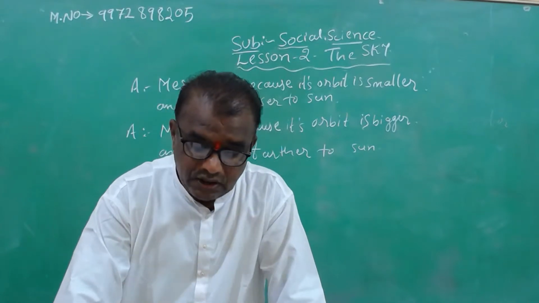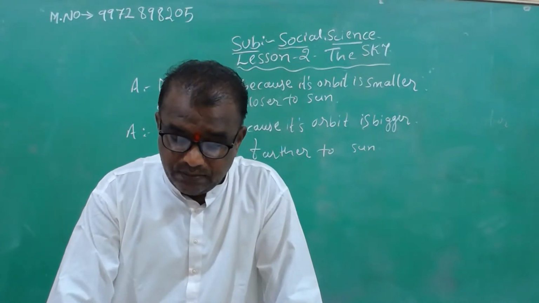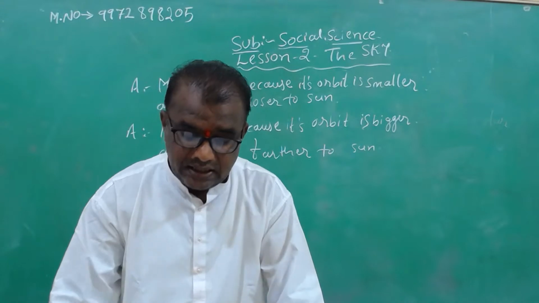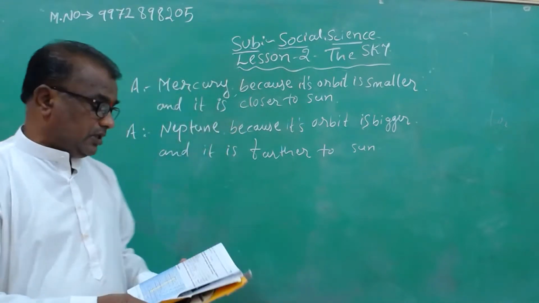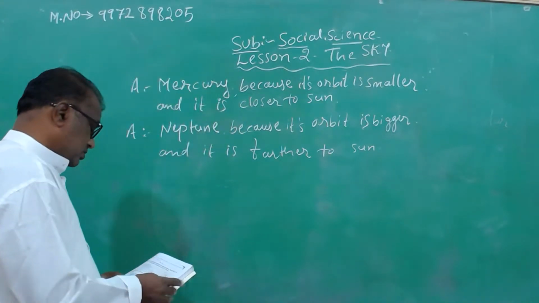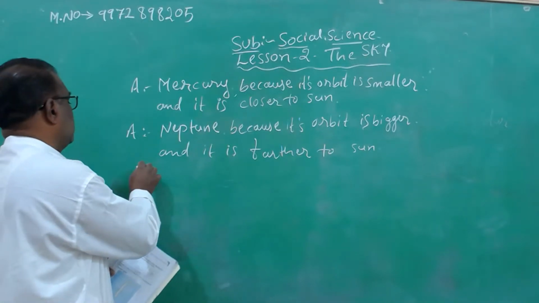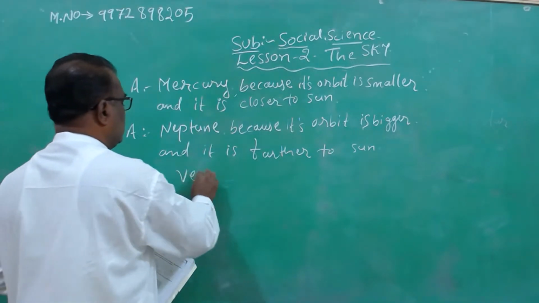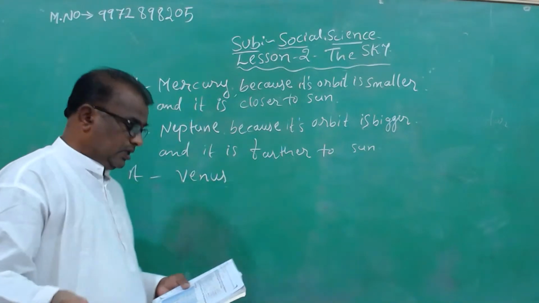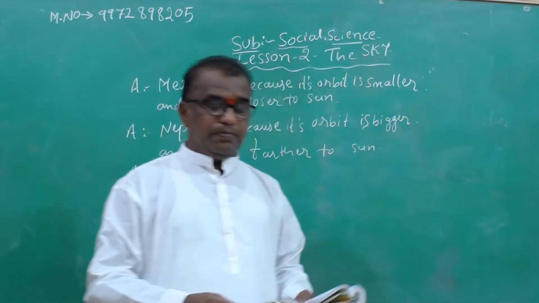And which planet takes more time to complete one rotation than its revolution? Next question: Venus. The answer is only Venus. Which planet takes more time to complete one rotation? Venus.